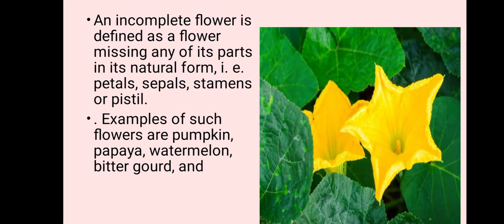Next, if any of the whorl or part of a flower is missing, that is, if calyx is absent or corolla is absent, if androecium is absent or gynoecium is absent, then it is called an incomplete flower. Examples of such flowers are pumpkin, papaya, watermelon, bitter gourd.